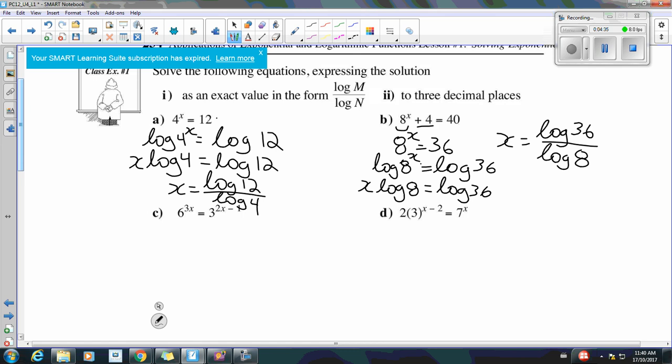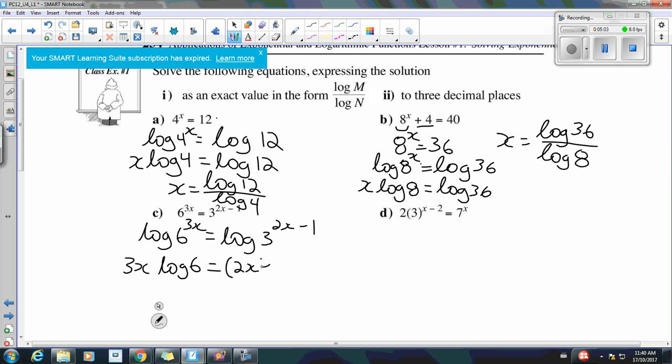We get to a different case here with C. This one, if we switch form, we have exponents on both sides, so that's a problem. So here what we need to do is, again, we're going to start by taking the log of both sides. Sorry, not base 3. Log of 3 to the 2x minus 1. We can now use our power law on both sides.